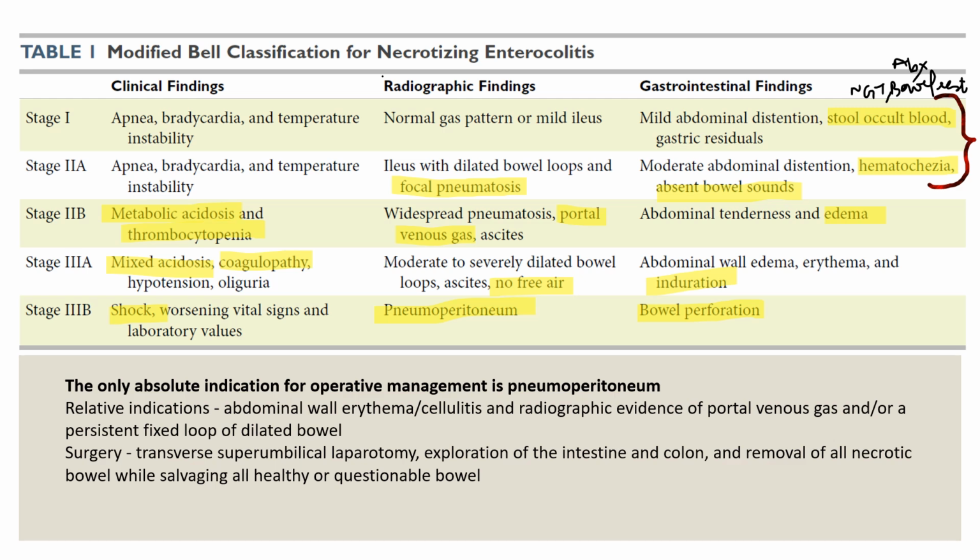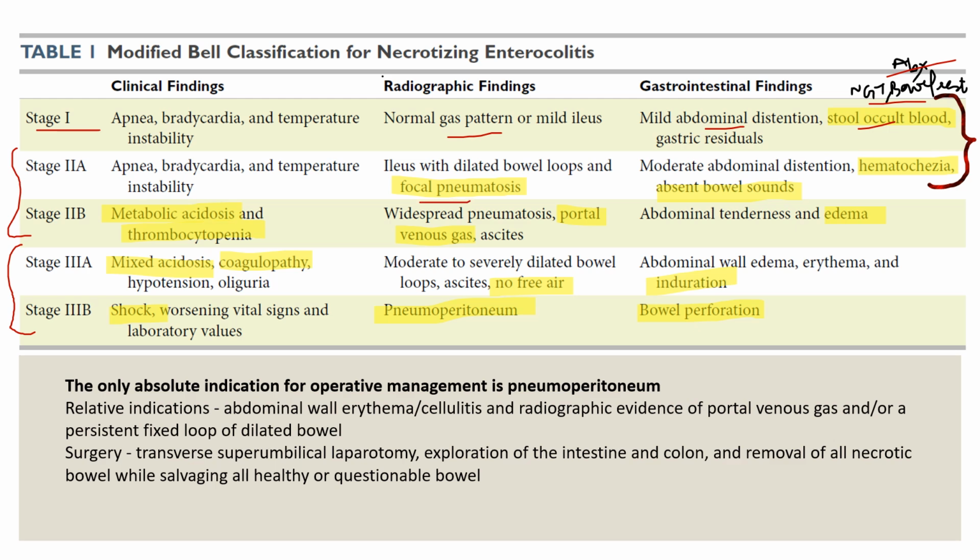This is another Bell scoring for necrotizing enterocolitis. You can remember it like stage 1, stage 2 and stage 3. Stage 2 and 3 are again classified into A and B. Now in stage 1, you are having apnea, bradycardia, temperature instability, but there is normal gas pattern, no pneumatosis or anything. GI findings, there can be stool occult blood positive with mild abdominal distension. For these, you can start antibiotics and you can do an NG tube aspiration with bowel rest.